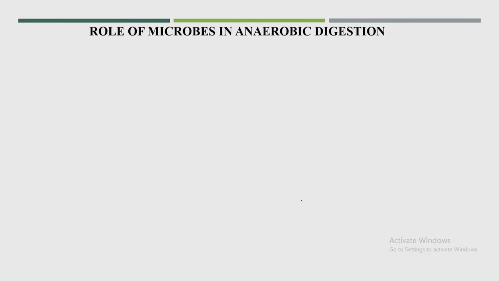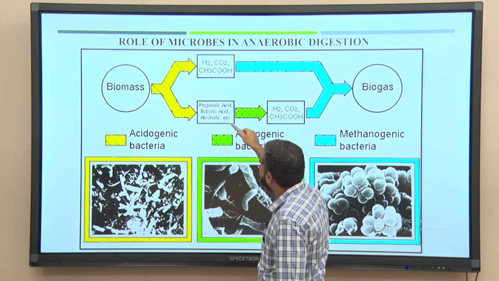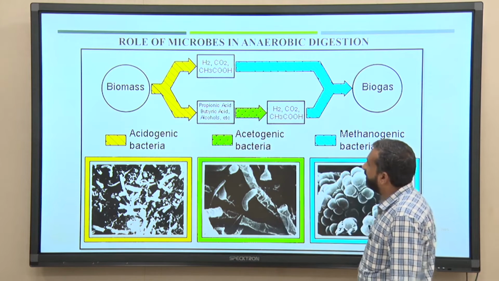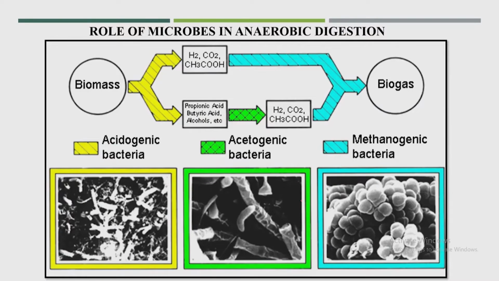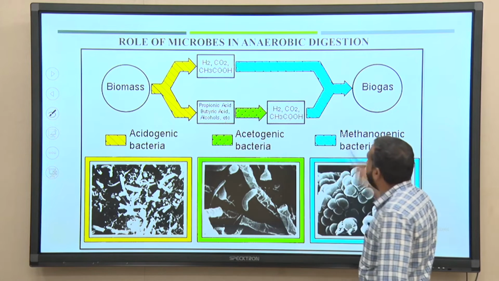So, what is the role of microbes in the anaerobic digestion process? Now here you see, I made one particular flow of the degradation process. Biomass, after the hydrolysis process, will produce fatty acids. Propionic acid, butyric acid or other acids will be produced, and parallelly acetic acid will also be produced. Both will be together, and again the propionic acid or butyric acid will convert into acetic acid, and finally biogas will be produced.